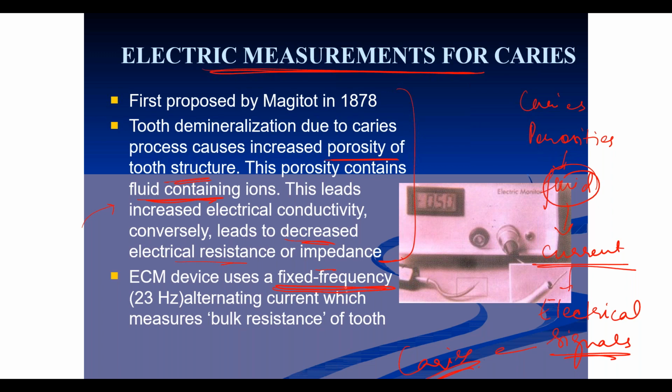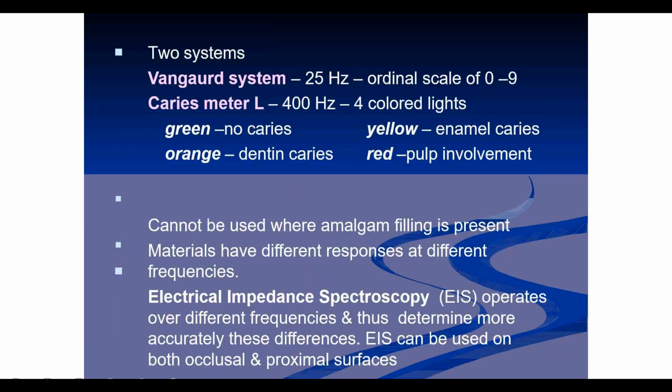It uses fixed frequency 23 Hz alternating current, which measures the bulk resistance of the tooth. Sound tooth structure will resist the current, whereas your carious part will not resist the current. So you will be able to find out whether there is caries or not. Two systems are there, Vanguard system and Caries meter L. Vanguard uses current of 25 Hz, whereas Caries meter uses current of 400 Hz.